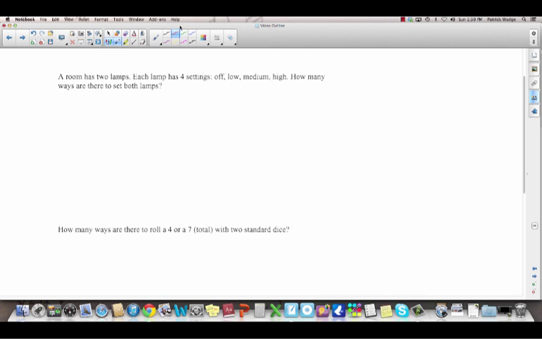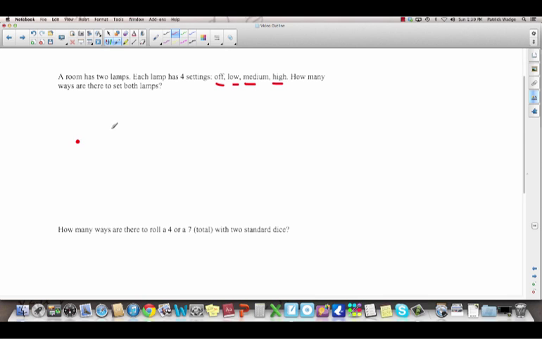You'll get it. So, a room has 2 lamps. Each lamp has 4 settings: off, low, medium, and high. We want to know how many ways there are to set both the lamps. So the way that people do this and get it wrong all the time, like when I teach my grade 8s this year, the way that most of them will do this, which will be wrong, is they'll start at a dot. That's how you always start a tree diagram, with a dot or point. And you can either work down, or you can move across the page. I usually work across just because it seems to fit better on the sort of paper we use.